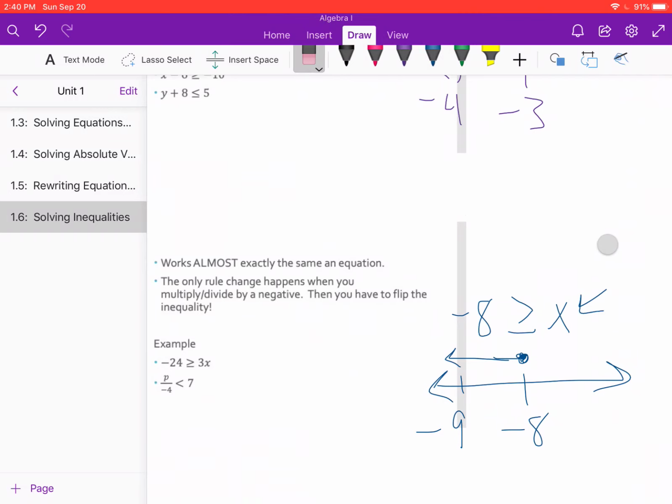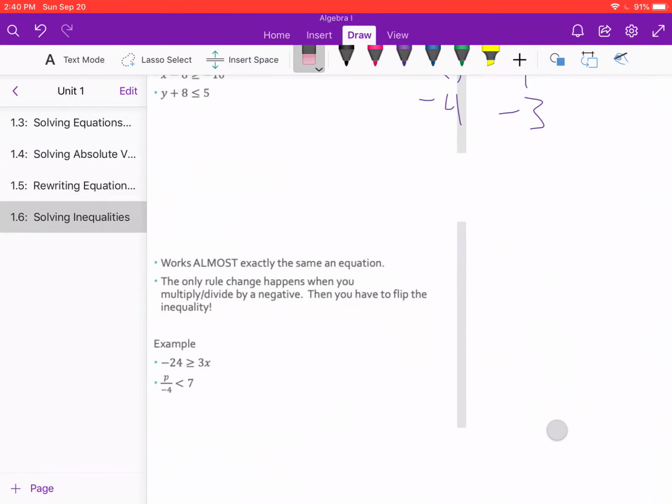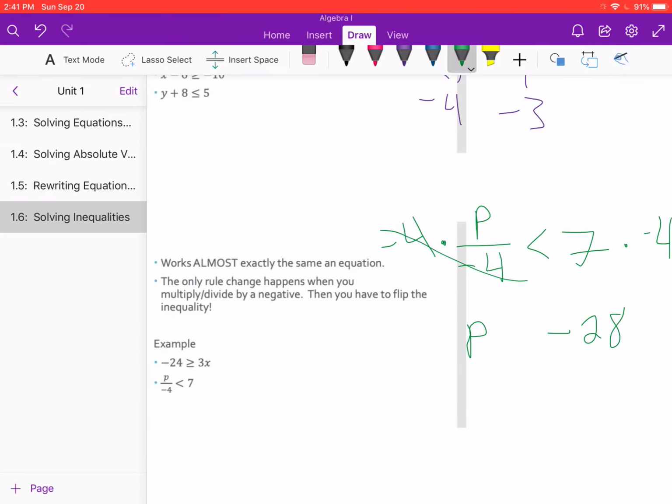All right, let's look at another one. We have p over negative 4 is less than 7. To get p by itself, I'm going to multiply both sides by negative 4. I get p and negative 28. Since I multiplied by a negative number here, I'm going to take the inequality and make it face the other direction. So what this actually says is p is greater than negative 28.